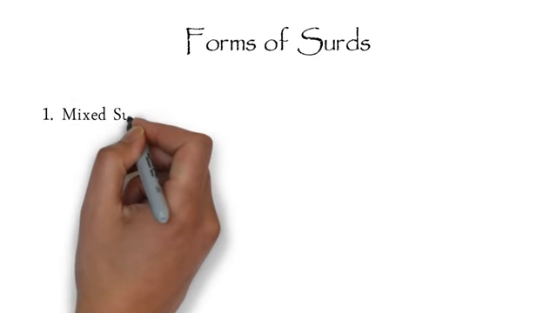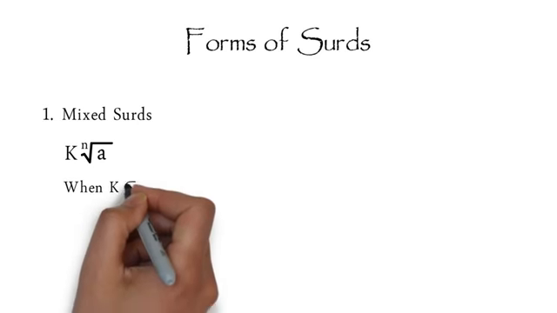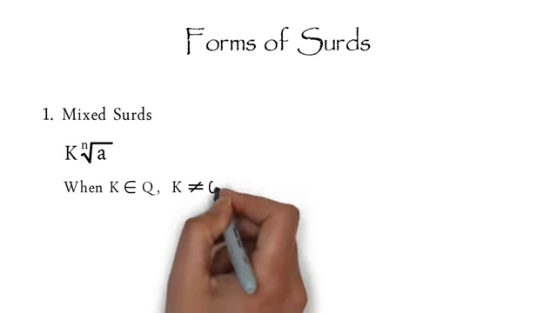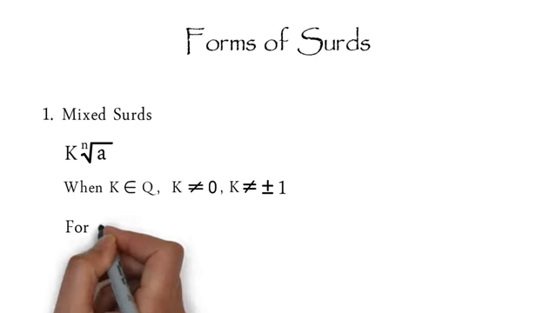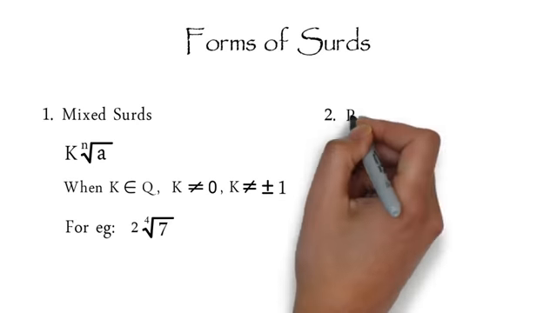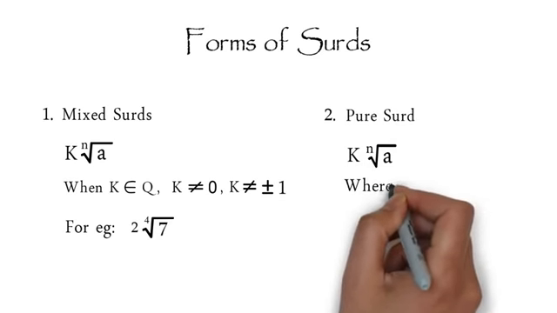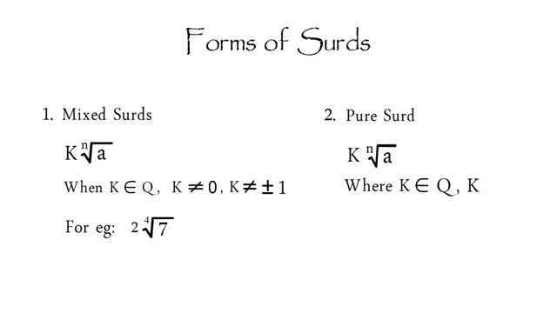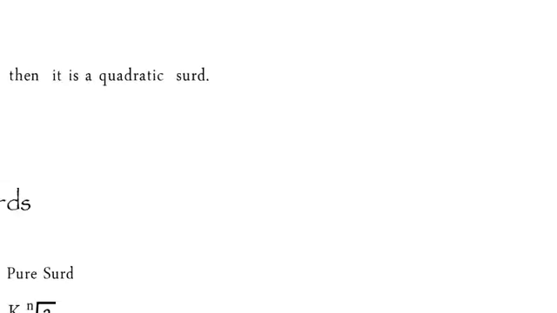Forms of surds. First, mixed surds. k times nth root of a, when k belongs to Q, k is not equal to 0 and k is not equal to plus or minus 1. For example, 2 times fourth root of 7. Second, pure surd. k times nth root of a, where k belongs to Q and k is equal to plus or minus 1. For example, fifth root of 9.